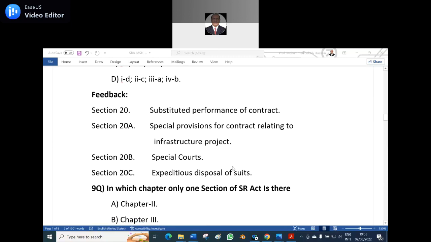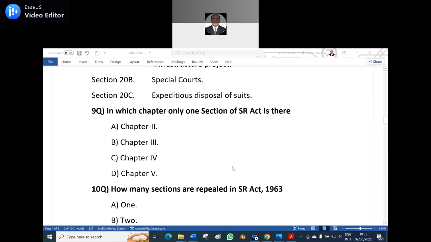Next, in which chapter is only one section of the Specific Relief Act there? Only one section in the chapter. A, chapter 2; B, chapter 3; option C, chapter 4; D, chapter 5. Option B, chapter 3, there is only one section there.